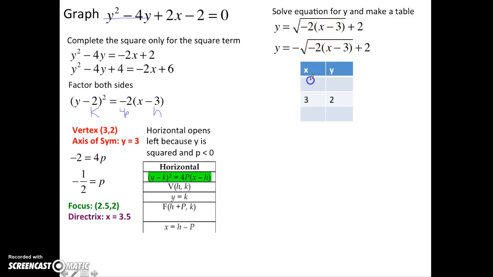If I plug in positive 1 here, I'm going to end up with the square root of 4. Square root of 4 plus 2 is going to give me 4. And this number here that's going to make the first one a perfect square will also make the second one a perfect square. So then I get negative square root of 4 plus 2 is going to give me 0. Again, my first point came from the positive equation, my second point came from the negative equation.